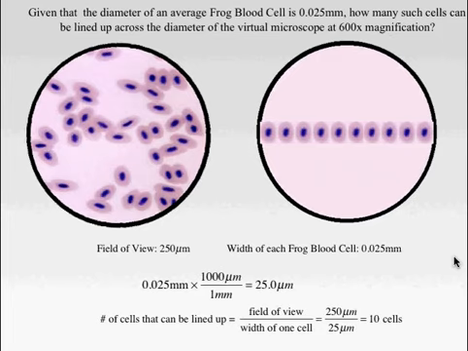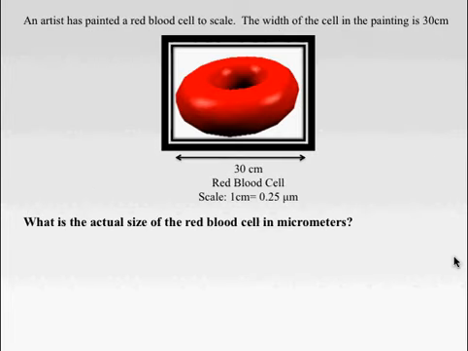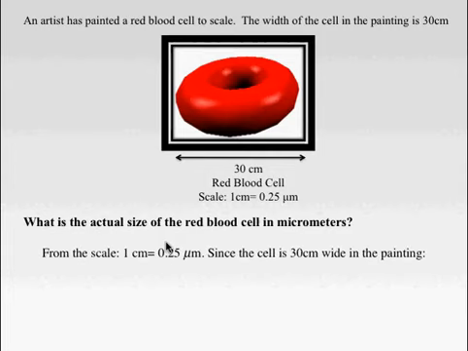In this question, an artist has painted a red blood cell to scale. The width of the cell in the painting is 30 centimeters. So we're given 30 centimeters, that's the width of this cell, and we know the scale of the painting is 1 centimeter equals 0.25 micrometers. So we're being asked, what is the actual size of the red blood cell in micrometers? To do this, we know from the scale that 1 centimeter is equal to 0.25 micrometers.